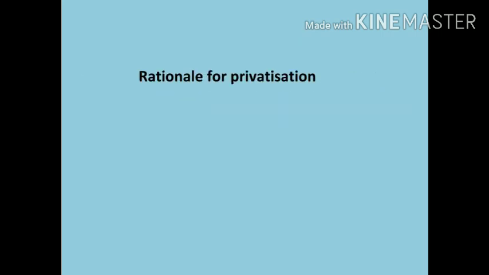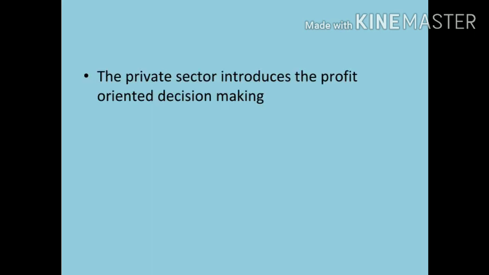The next point we are going to discuss is the rationale for privatization and disinvestment in India, or the reasons or the main logic behind disinvestment or privatization in India. There are 6 important points to substantiate privatization or disinvestment in India. The first one is that the private sector introduces profit-oriented decision making. If you want to get more profit, you need to increase your efficiency and performance.